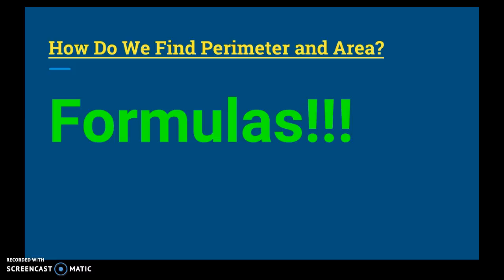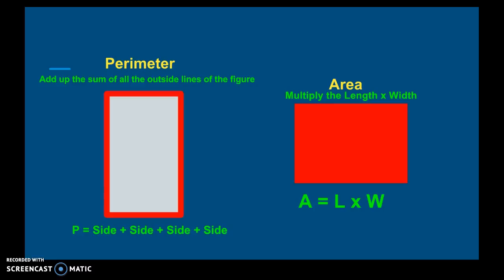You're also probably wondering, how do we solve for these things like perimeter and area? Well, formulas. That's right. Just like a lot of other things in math, we use formulas to determine the answer to these particular geometric problems. So the formula for perimeter is to add up the sum of all the outside lines of the figure, as the definition said earlier. So the equation would be side plus side plus side plus side. For all four sides, when you add them up, that would be the perimeter of this rectangular shape.